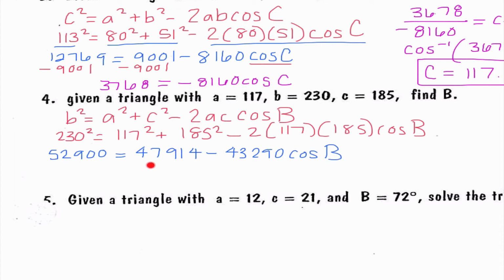So I'm going to subtract 47,914 from both sides. So I have 4986 equals negative 43290 cosine of angle B. It might help if I was writing in a pen instead of a laser. I'm going to divide both sides.